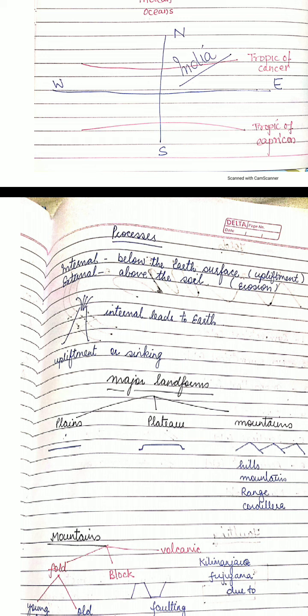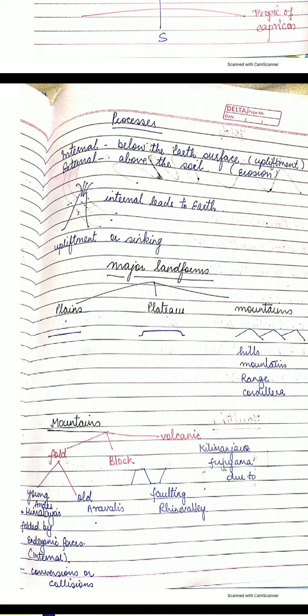Internal means below the earth's surface, if some pressure is building up or compression is going on, collision is taking place, then the upliftment takes place. And external, suppose the heavy rainfall or the windstorm, then the soil erosion takes place. The top layer of the soil gets eroded. So that is how the soil erosion takes place. So this is what the external factor is all about. Then the internal factor always leads to the upliftment of the land. Upliftment or sinking, which forms the landforms.